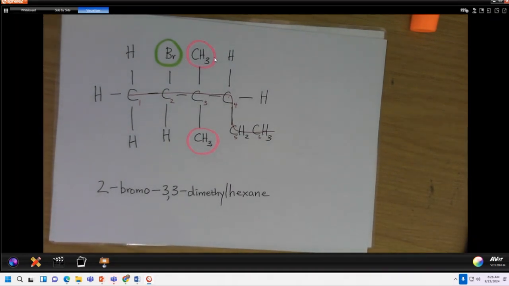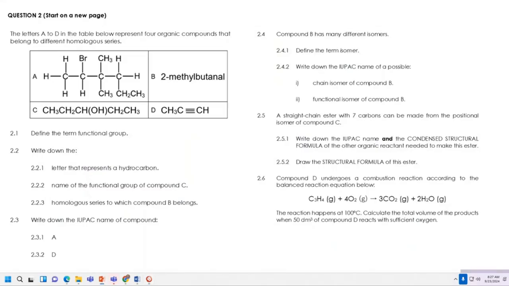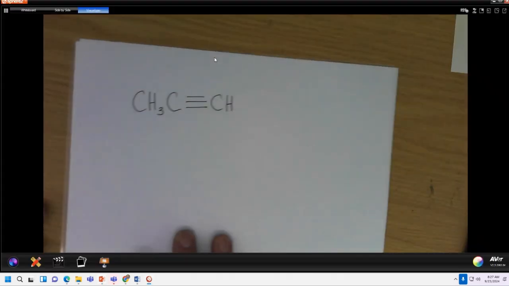All right, so we got that, grade 12s. That is the name of that organic compound. All right, now let's go back to our question. The next one, compound D, right? Let's keep this page and get another page there. Compound D, we look at compound D, right? As we can see on the screen, we've got here CH3C, and there's a triple bond, right? CH, right? That's what we have here, CH3, there we go. Now, we go back here. There we have this, okay?